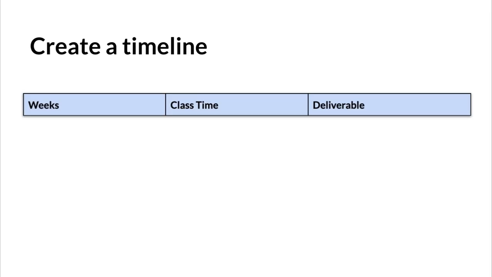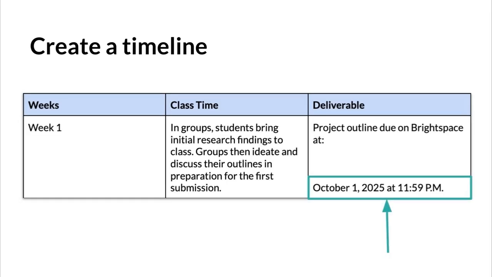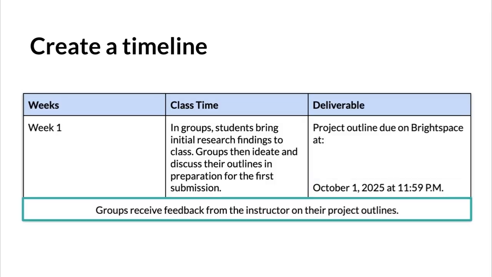Let's walk through a sample timeline of a project that will last about 4 weeks in a 12-week course. The instructor has organized their timeline by weeks, what students will be doing during class time, and the deadline for groups to submit by. In week 1, students will bring their initial research findings to class and then discuss their outline in preparation for their first submission. Following this, groups will submit their outline by October 1st on Brightspace.